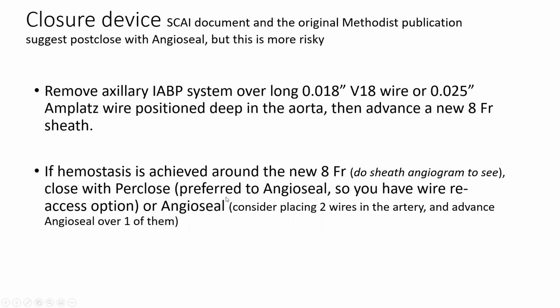So if there is no leak around it, and again, after you do the exchange, hold pressure for a few minutes, then do a sheath angiogram to see whether there is a leak or not. If there is no leak around it, you close with Perclose, which is preferred as you have wire reaccess, or Angio-Seal. And even if you do Angio-Seal, like I said, consider replacing 2 wires and placing Angio-Seal over one of the wires, and the other one serves as bailout.